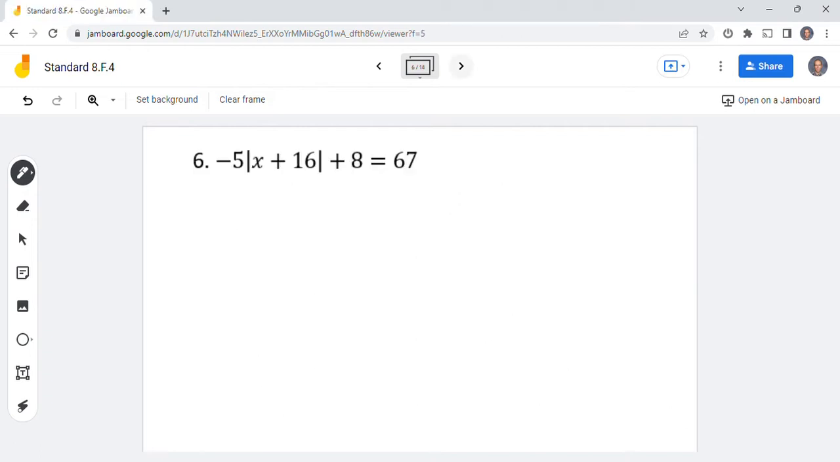On this particular one, we need to isolate the absolute value first. We can see that that absolute value symbol is not by itself over on that left-hand side. So we're going to do a couple of steps to get ready for that to start with.